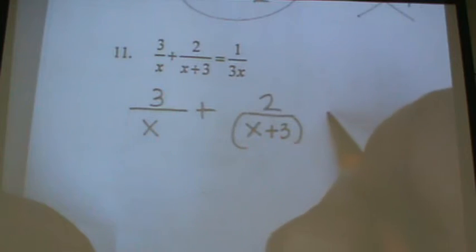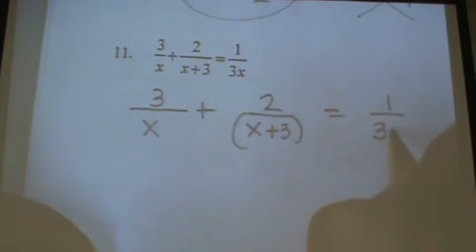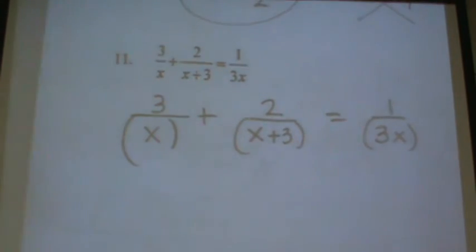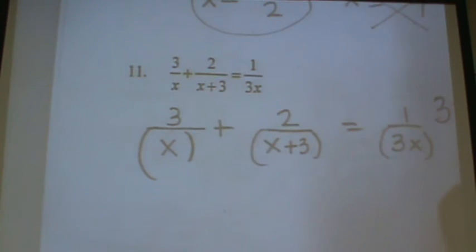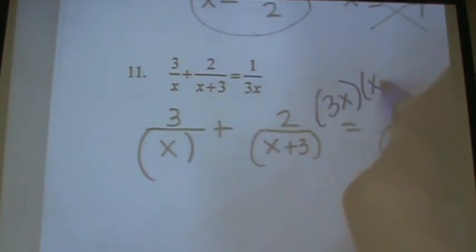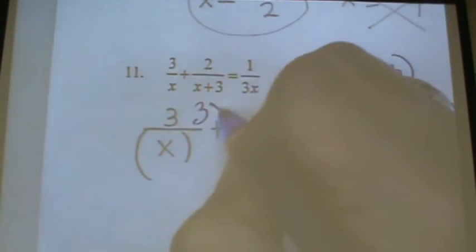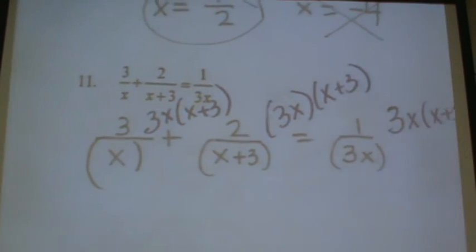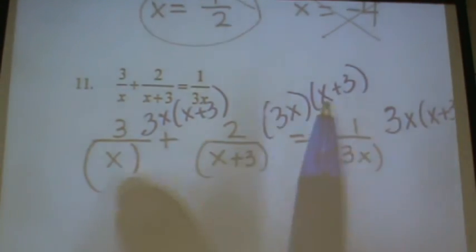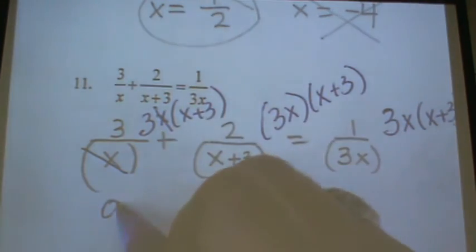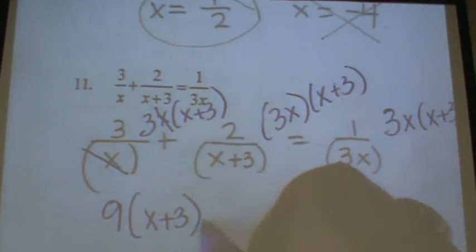all these denominators? 3x, x plus 3. What is it, Shemaya? 3x, x plus 3. So let's start crossing out. What do you get rid of here? These x's, so you have 9 times x plus 3.